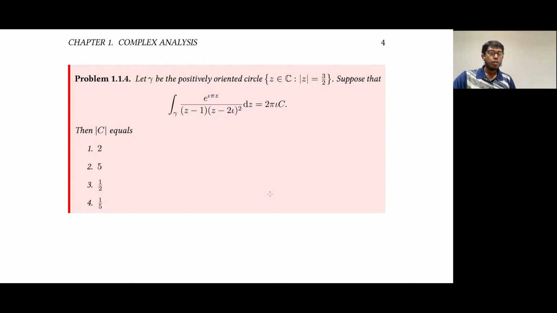So let gamma be the positively oriented circle of z in C such that mod z equals 3 by 2. So it's basically a circle of radius 3 by 2. Now suppose that the integral over gamma of e to the i pi z by (z minus 1) times (z minus 2i) square equals 2 pi i c. Then we need to find the absolute value of c. Any thought about this problem?